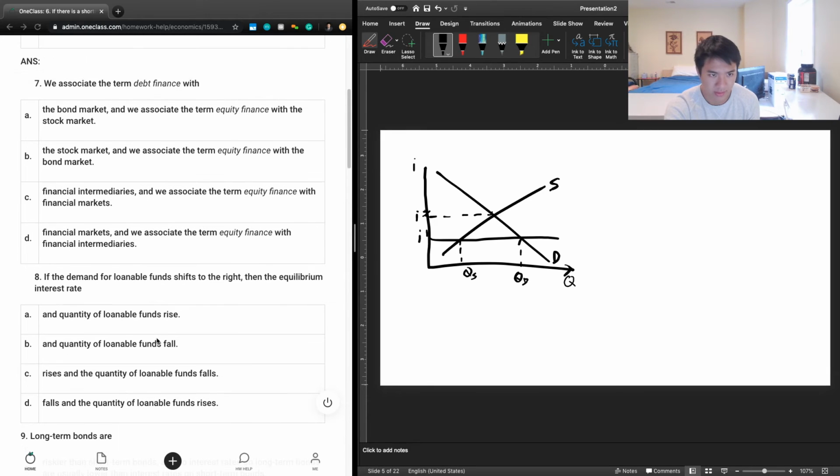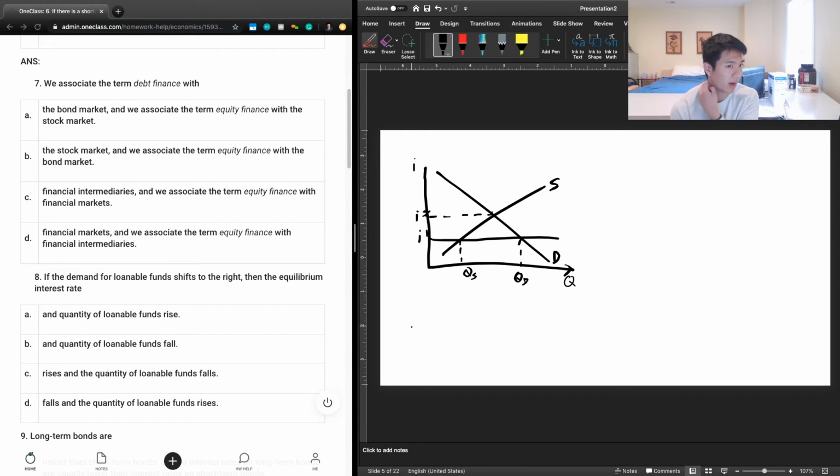The next question says, we associate the term debt finance with which of the markets, and we associate the term equity finance with which of these markets? What we're dealing with here again is a definition-based question rather than a calculation-based one. You have to be familiar with debt and equity finance. Debt finance refers to the bond market, and equity finance refers to the stock market.